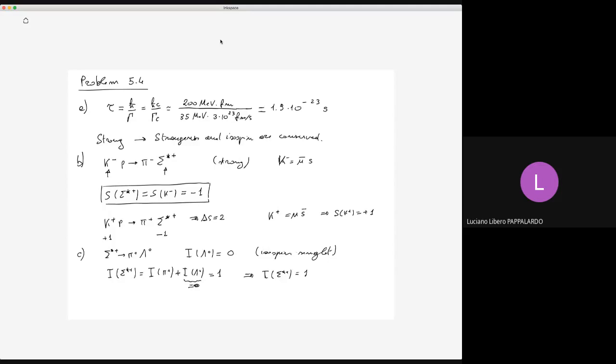In fact, the sigma star plus is a member of an isospin triplet, much like the pions. The triplet has this form: we have the sigma star minus, which is a DDS baryon, then the sigma star 0, which is a UDS baryon, and then the sigma star plus, which is a UUS baryon. The third component of isospin, I3, is -1, 0, and 1.